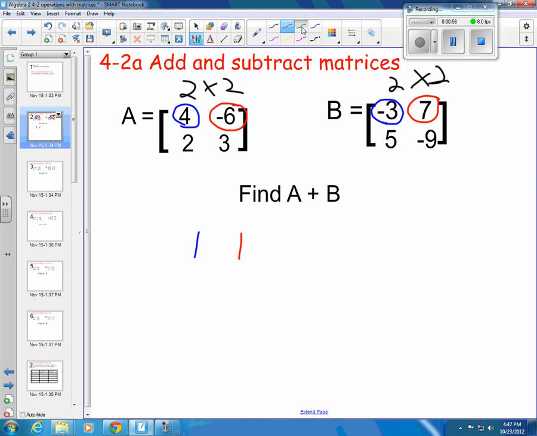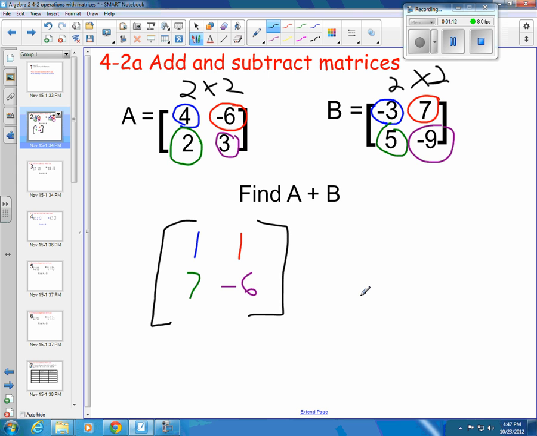I'm going to move on to my third element down here. So this is a 2, and this is a 5. 2 plus 5 is 7. And then my last one over here, this is a 3, and this is a -9. 3 plus -9 is a -6. And I can just add my bracket around the outside, and my resultant matrix, after I've added those two together, A plus B, is the matrix 1, 1, 7, -6.